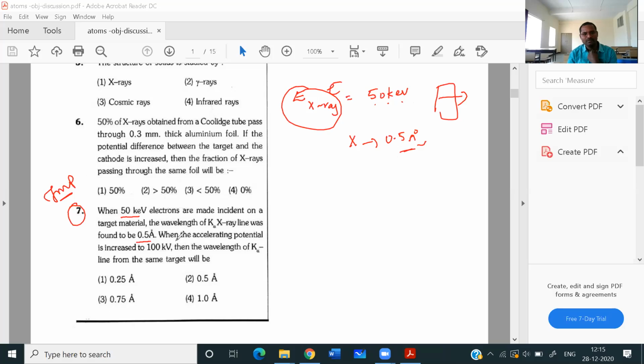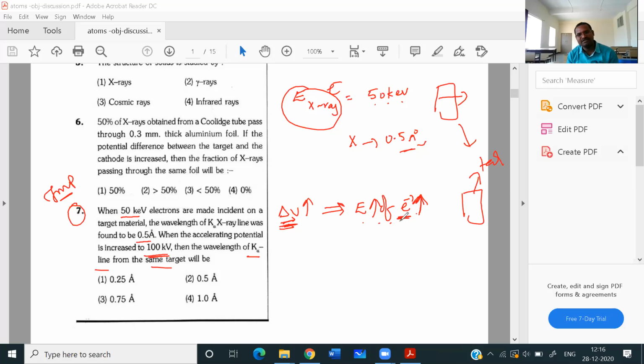Okay, now when the potential difference is increased to 100 kilovolt, what happens? Energy also increases, meaning the energy of electrons is increasing. Then the question is, what is the wavelength of K alpha line from the same target? This target material is the same. Only the thing is they are increasing the potential difference for the electrons to accelerate. So when you increase the potential difference, the energy of electrons will increase.